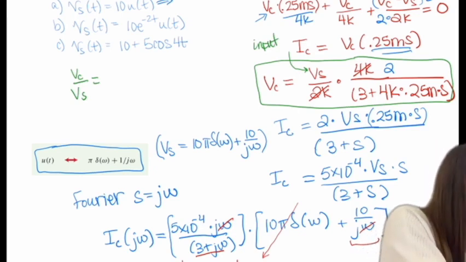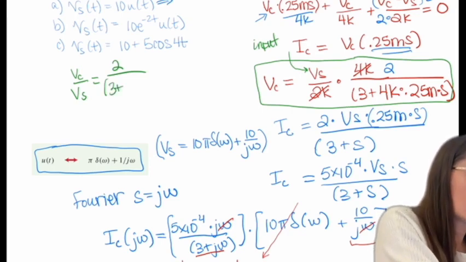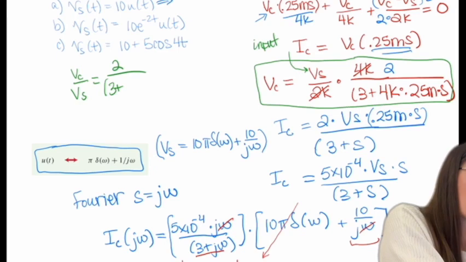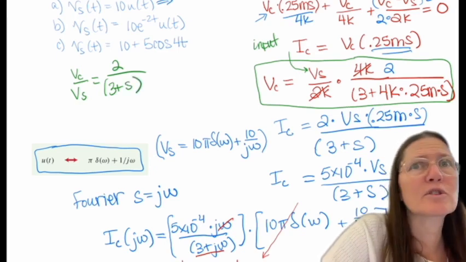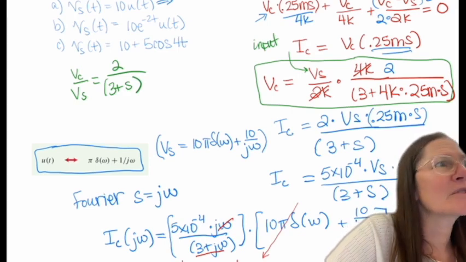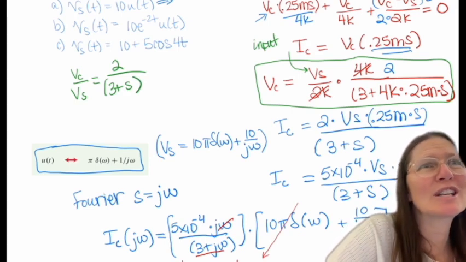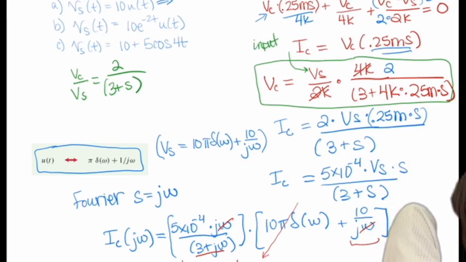And then that would be equal to 2 over 3 plus, that ended up being S, I think. 4K times 0.25 was just an S. So that would be your equation for the Bode plot. For those that have taken 2280, what does this Bode plot look like?